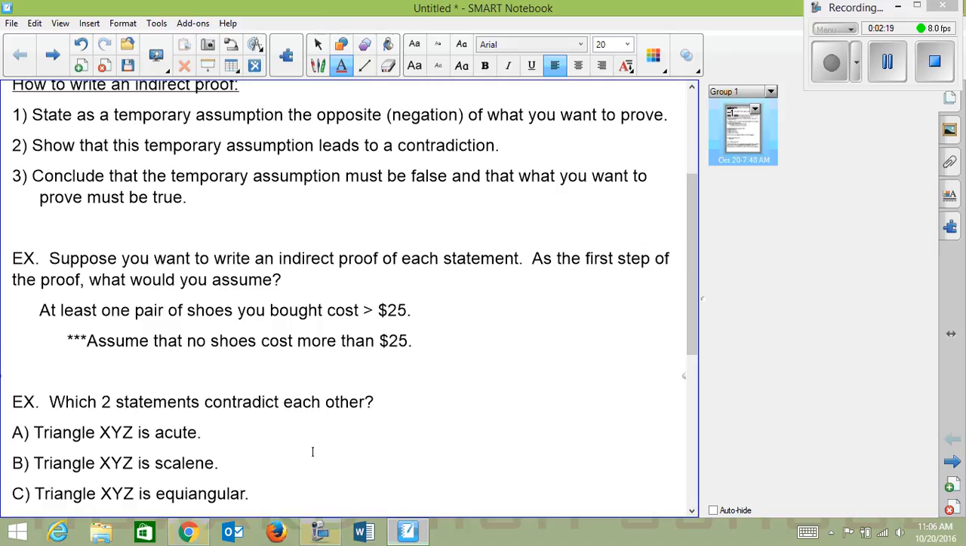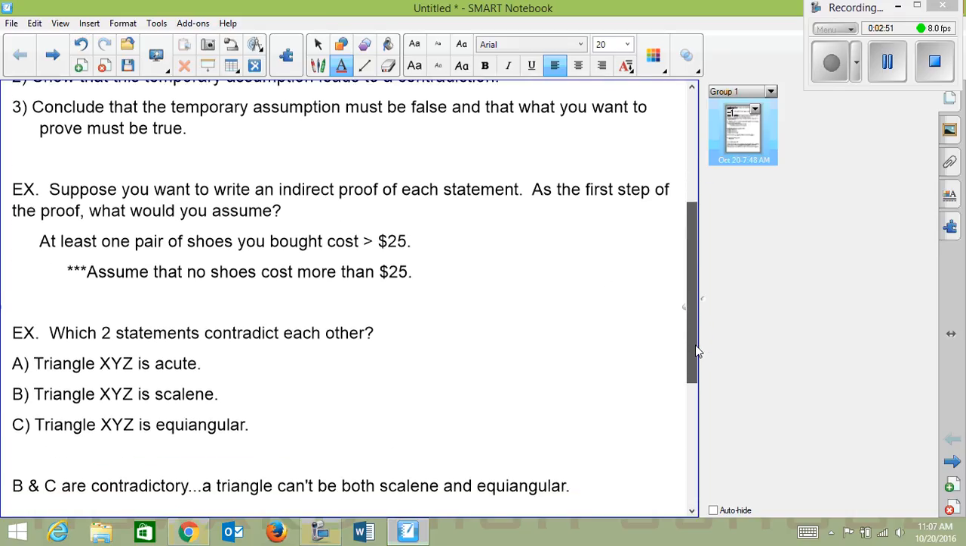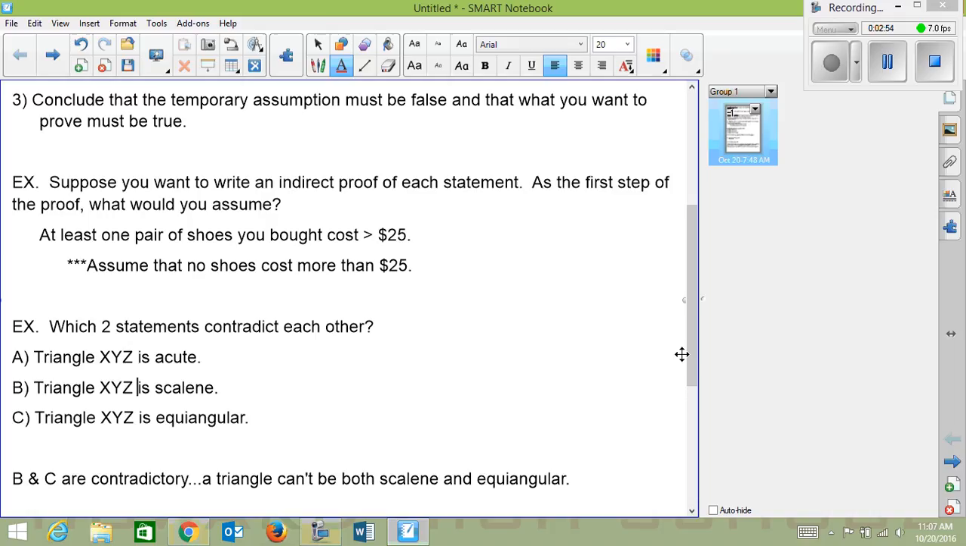So, can a triangle be both acute and scalene? It sure can. Scalene just means three different sizes of sides, no sides are the same, and no angles are the same. So those two can go together. Equiangular and acute can go together because an equiangular triangle would be 60, 60, 60, and those are all acute. Can you have none the same and all the same? No. So B and C are contradictory because a triangle can't be both scalene and equiangular. You can't have all three angles equal and also have all three angles different. That doesn't work.